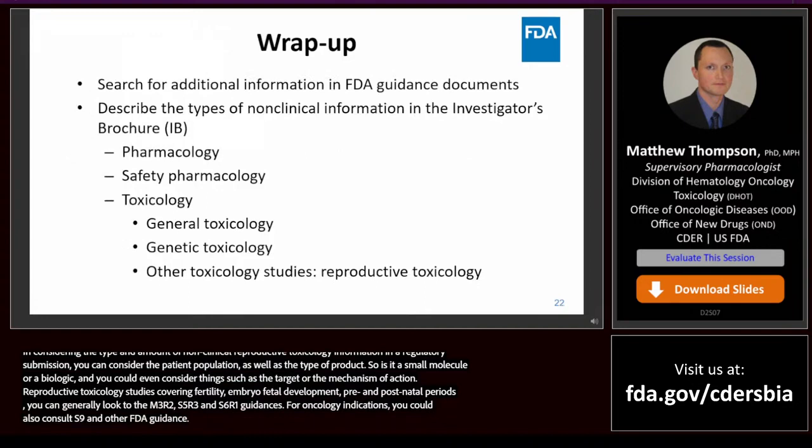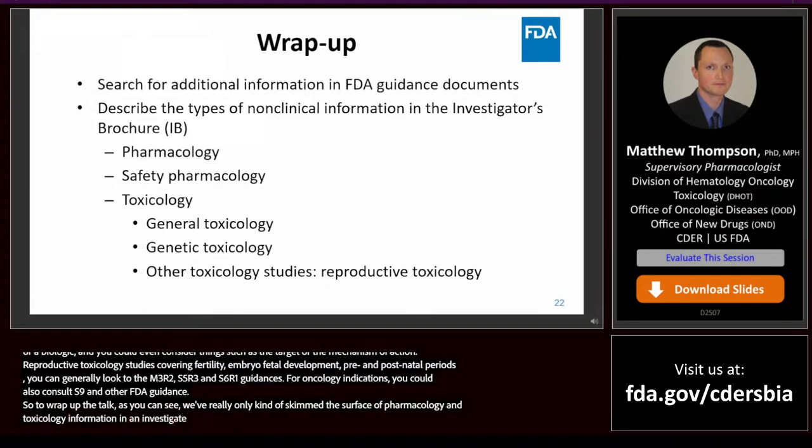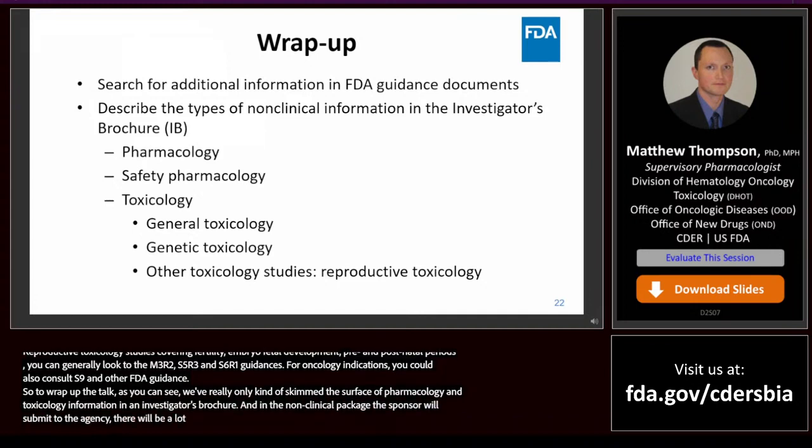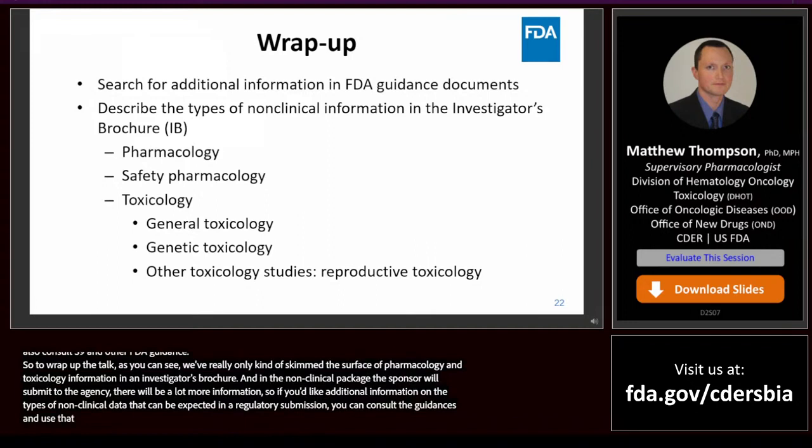So to wrap up the talk, as you can see, we've really only kind of skimmed the surface of the pharmacology and toxicology information in an investigator's brochure. And in the non-clinical package that a sponsor will submit to the agency, there will be a lot more information. So if you'd like additional information on the types of non-clinical data that can be expected in a regulatory submission, you can consult the guidances and use that search function at that FDA website that I referenced at the beginning of the talk.